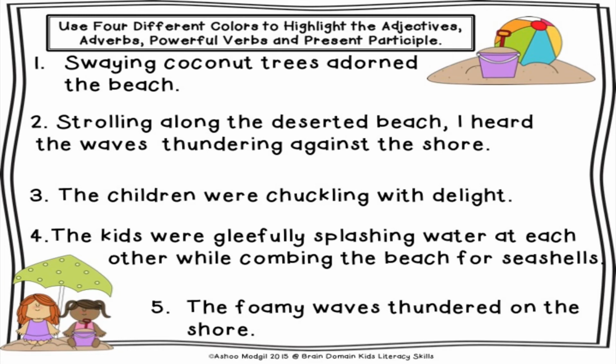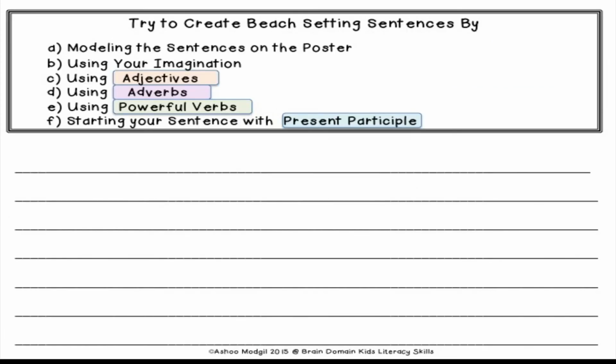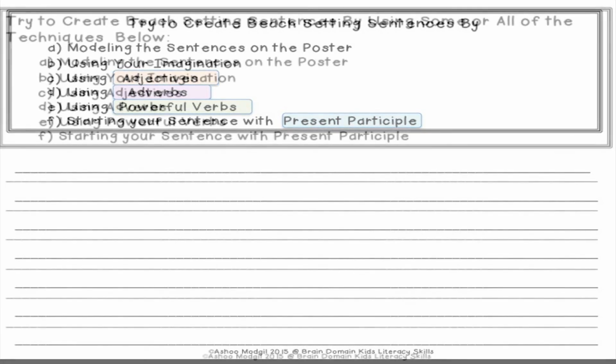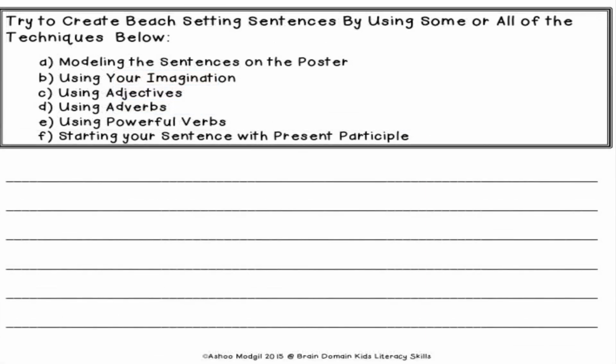And then we have another worksheet where we can again use it either for pair work or for independent work, where children show their understanding of the concepts by using adjectives, adverbs, and powerful verbs. And they're also instructed to start their sentence with present participle. So they're given the same context of the beach setting where they have to use these concepts, and to make their writing more descriptive and effective, I have included two types of worksheets in this. One is again color coded and non-color coded, depending upon the teacher whether you have those facilities available at your school or not.